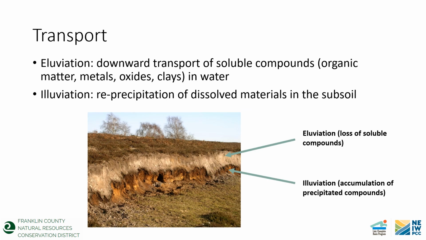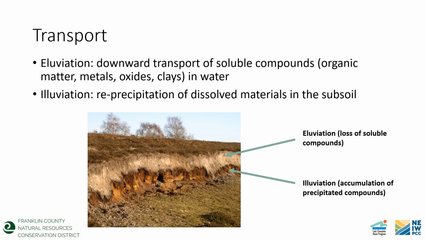Transport is also an important process. There are two parts to transport, and they have almost the same name, which is incredibly confusing. Eluviation, spelled with an E, refers to the downward transport of soluble or suspendable compounds in water. Those compounds can be organic matter, metals, oxides, or clays. Illuviation, with an I, is whenever what's being dissolved and transported reprecipitates and accumulates in the subsoil.